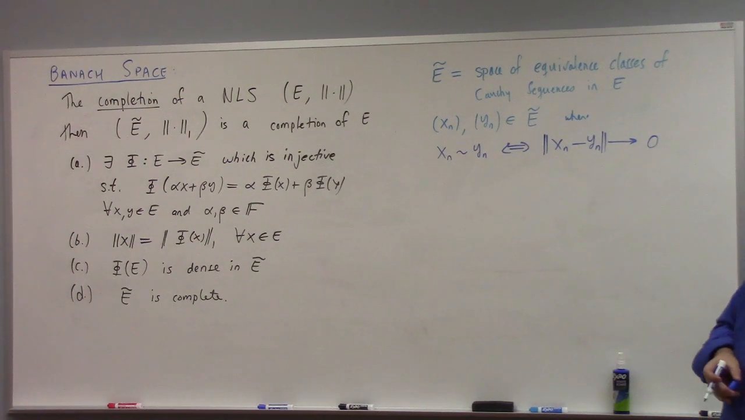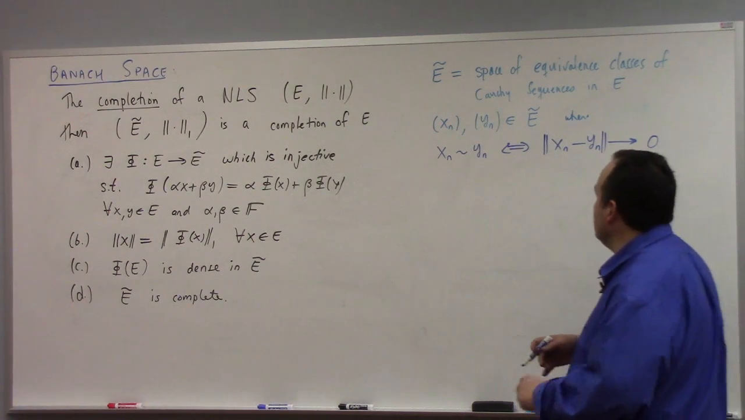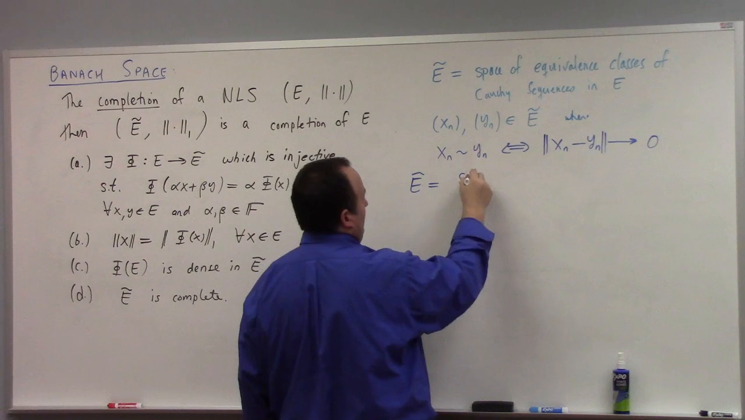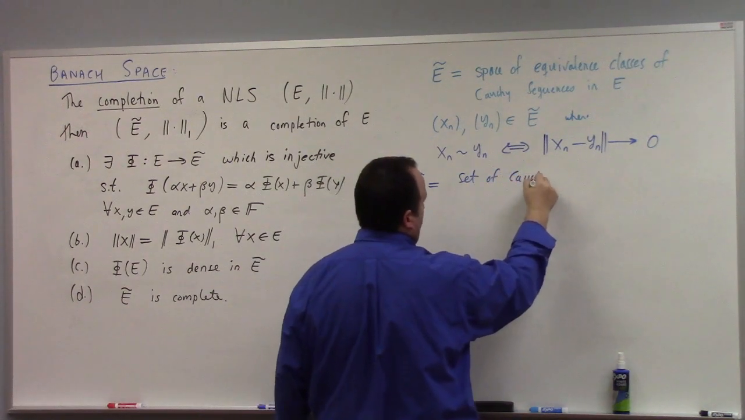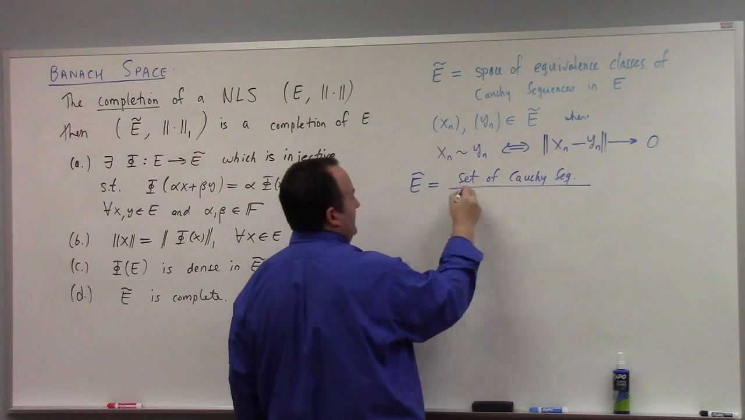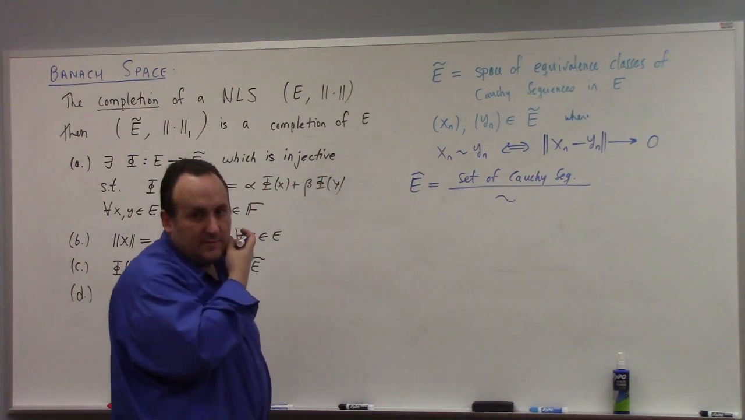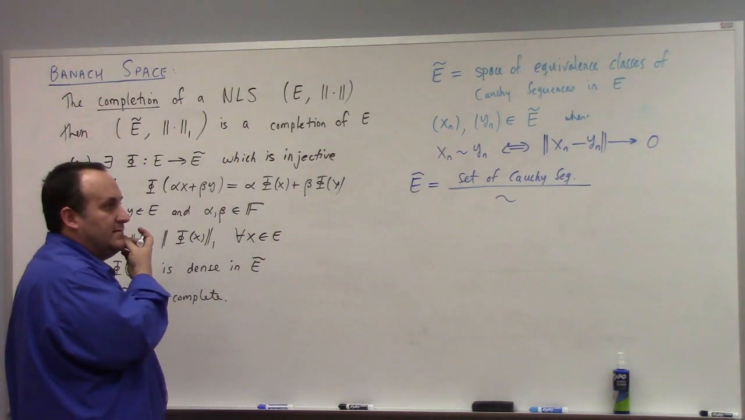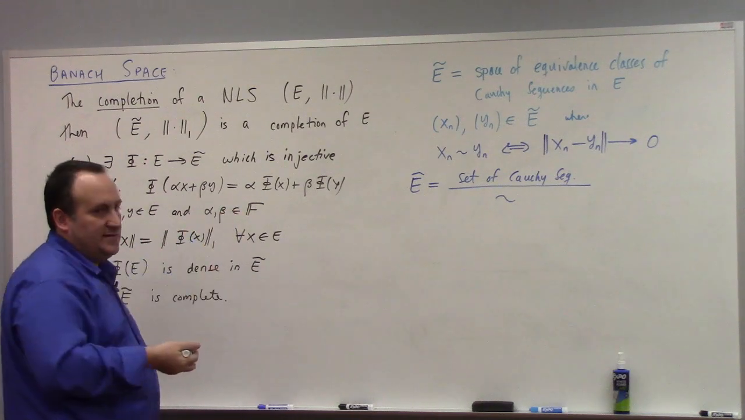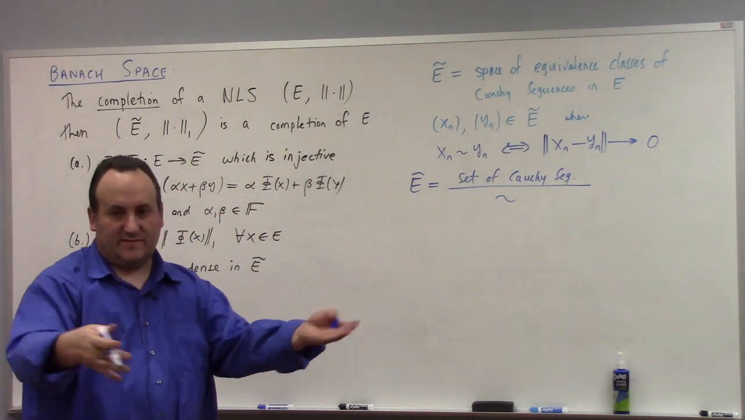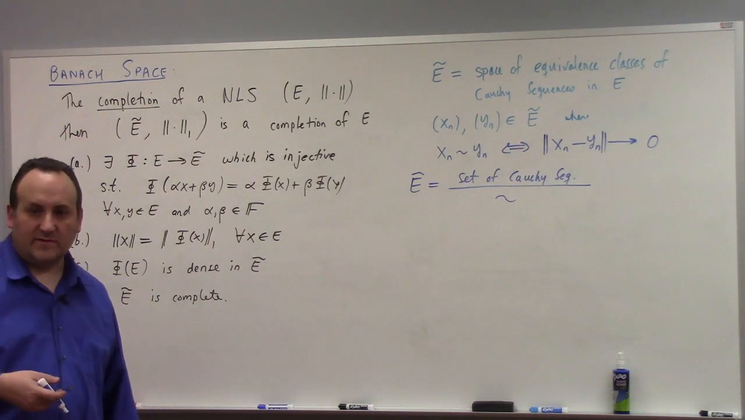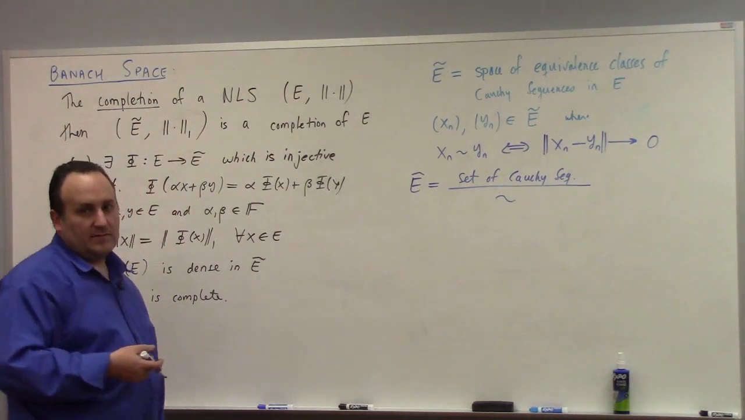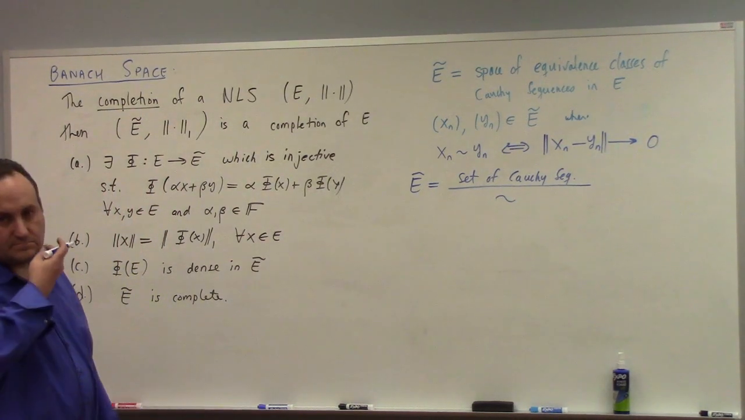And so really, what is E tilde? E tilde is the set of Cauchy sequences mod this equivalence. So a point in the space E tilde is not a Cauchy sequence, it's an equivalence class of all Cauchy sequences, which you judge to be the same by whether their difference limits to zero.